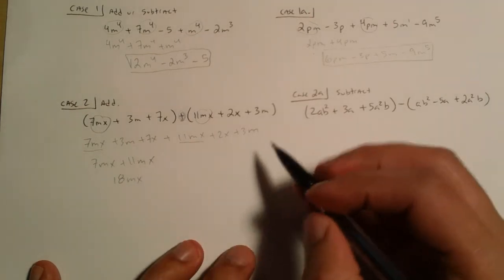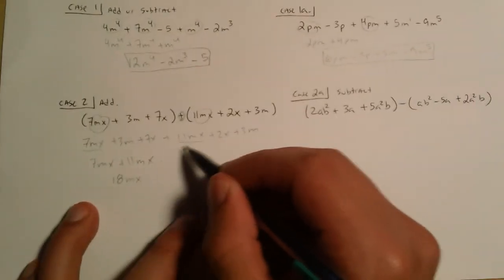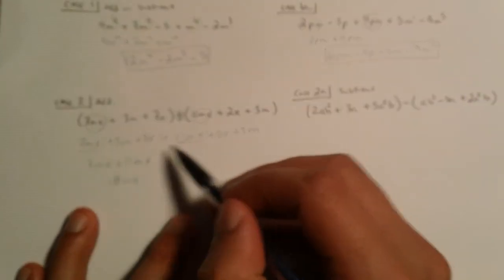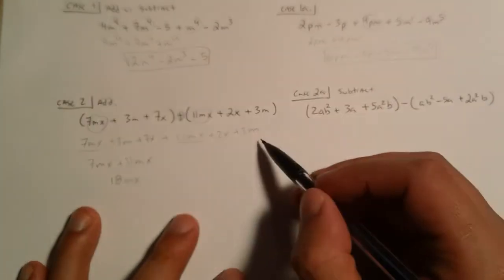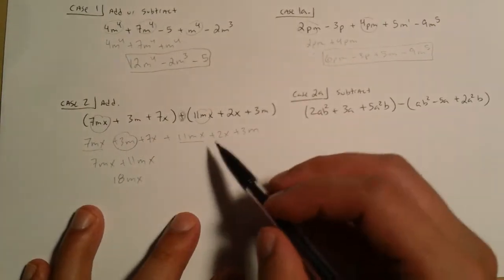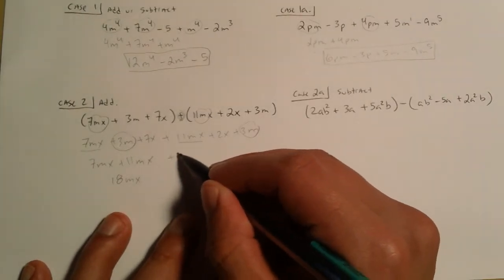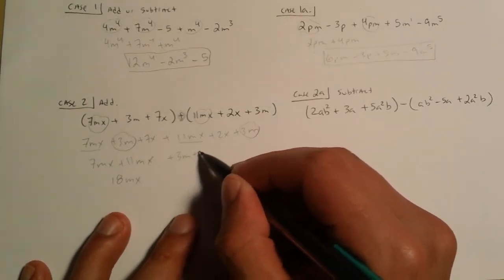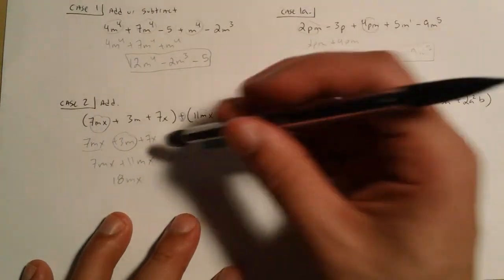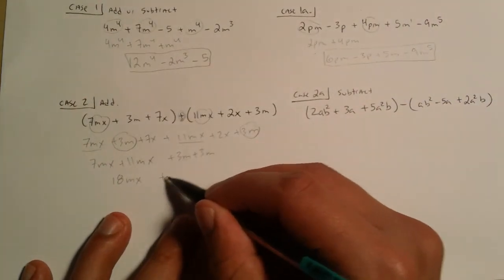18mx, and what's remaining? So we combined like terms for the 7mx and 11mx, and what other terms are we able to combine? We have the 3m and another 3m down here. So we would have plus 3m plus 3m, then 3m plus 3m gives you plus 6m.